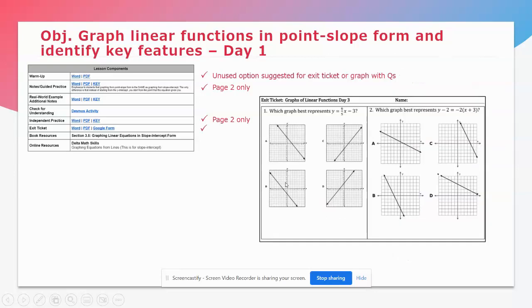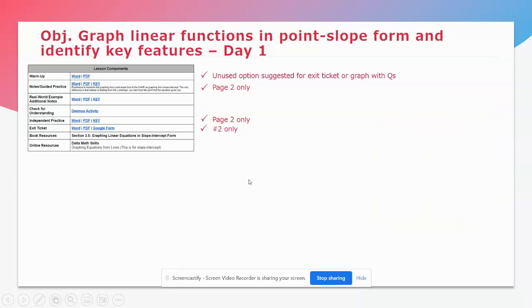For the exit ticket, this is the same one that was given. Now it's question number 2. You can use that, or you can use both and have this as a review, changing the numbers, whatever you want to do.